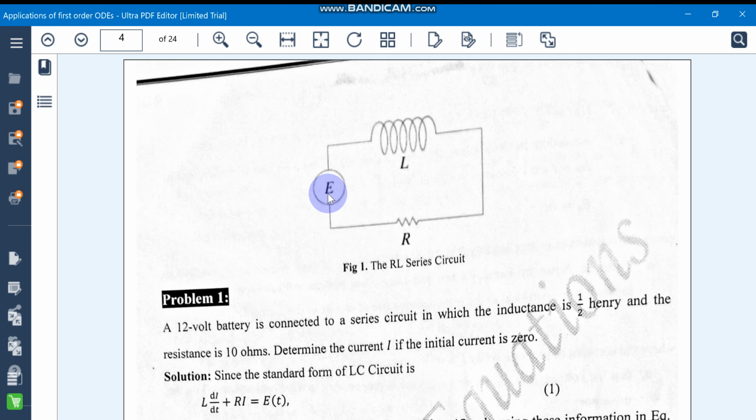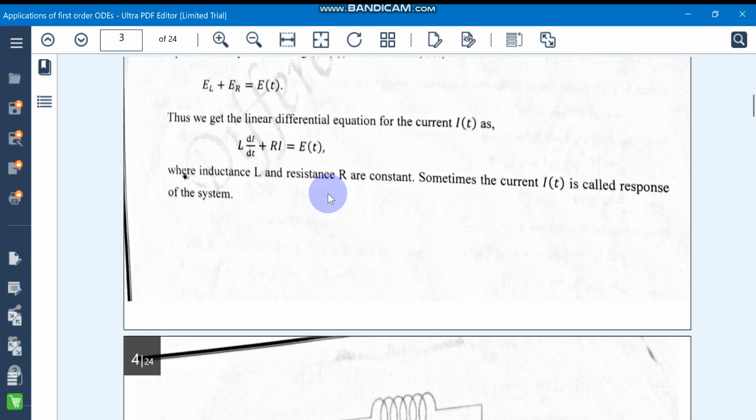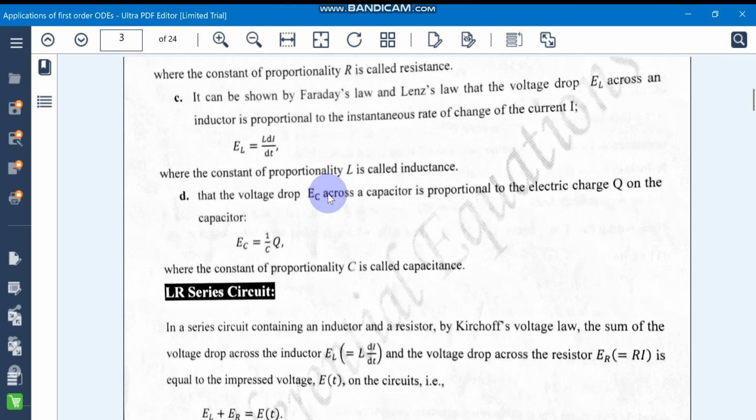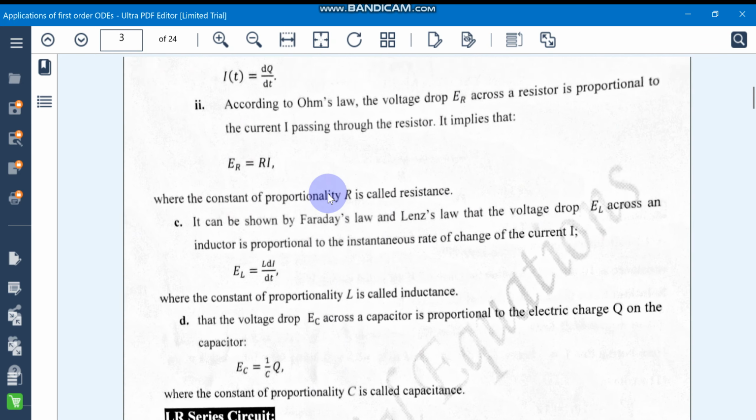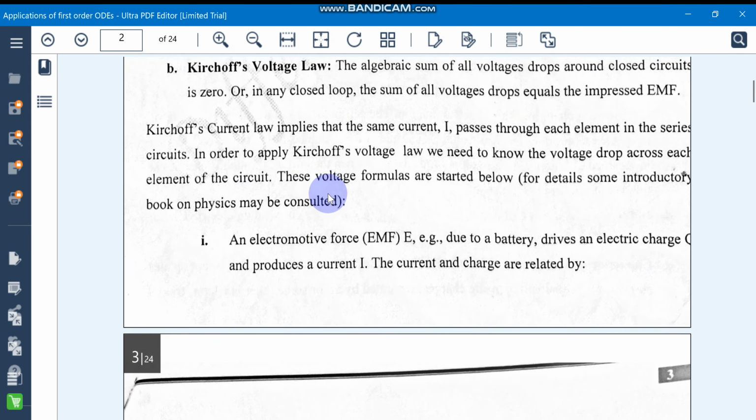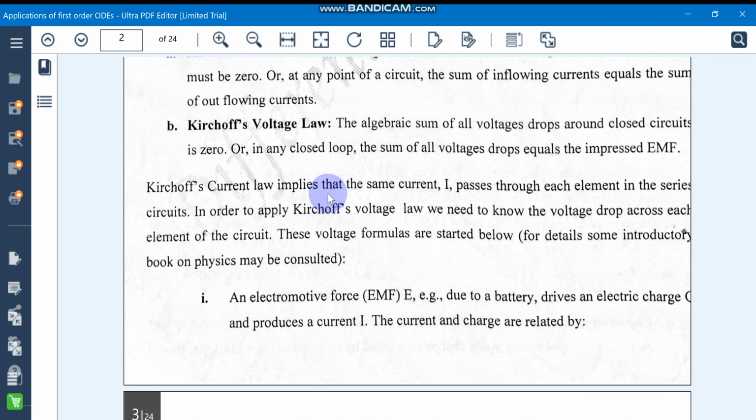voltage rise. So according to Kirchhoff voltage law, the total voltage drop is equal to the total voltage rise in a closed loop. For example, here is the definition of Kirchhoff voltage law. The algebraic sum of all voltage drops around a closed circuit is 0, or in any closed loop the sum of all voltage drops equals the impressed voltage rise.